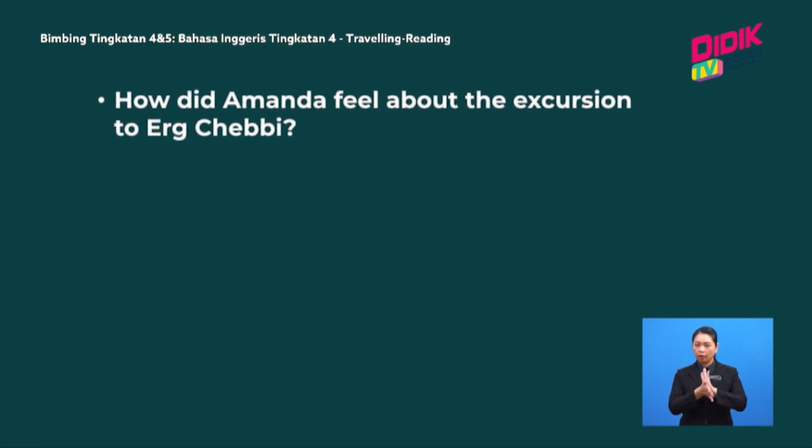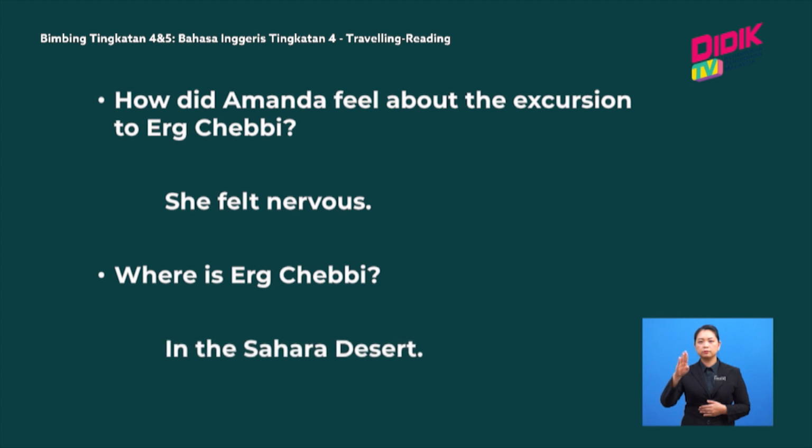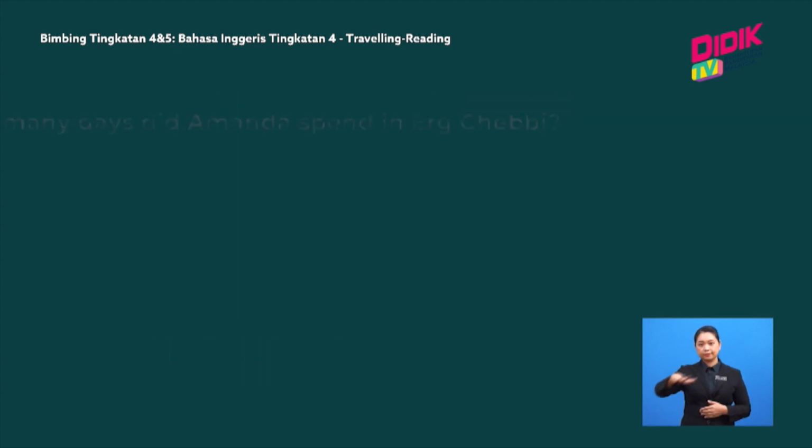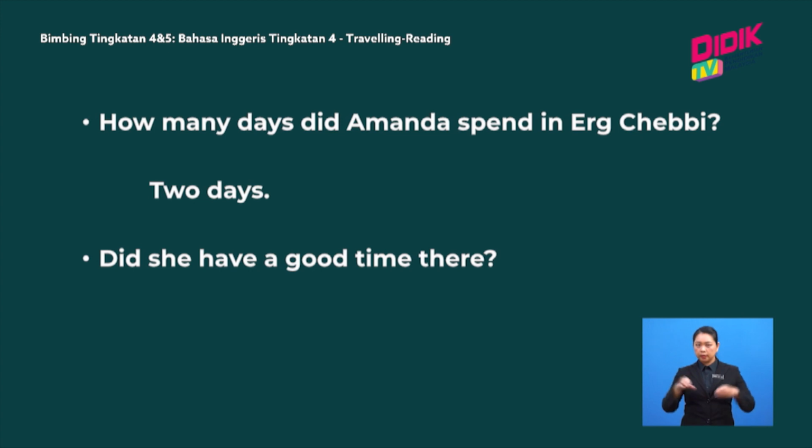So, how did Amanda feel about the excursion to El Chebi? She felt nervous. Where is El Chebi? In the Sahara Desert. How many days did Amanda spend in El Chebi? 2 days. Did she have a good time there? Yes, she did. And for the last paragraph.